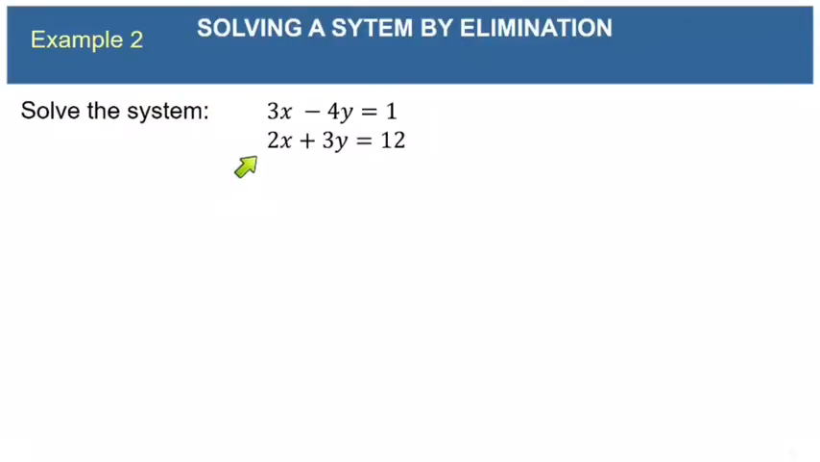So our goal is to multiply the top equation and the bottom equation by whatever it takes so that two of the coefficients are equal but opposite.